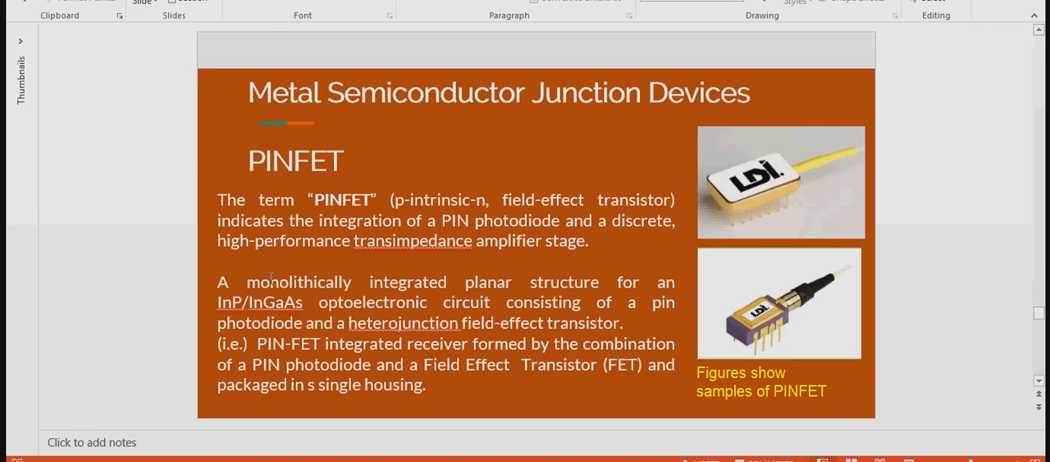So, how the FinFET is manufactured, how its structure looks like. A monolithically integrated planar structure of an indium phosphide InP, indium gallium arsenide optoelectronic circuit consists of a pin photodiode and a heterojunction field effect transistor. FinFET, what do you mean by FinFET? Simply, FinFET is an integrated receiver formed by the combination of a pin photodiode and a field effect transistor and packaged in a single chip, single IC, like this.